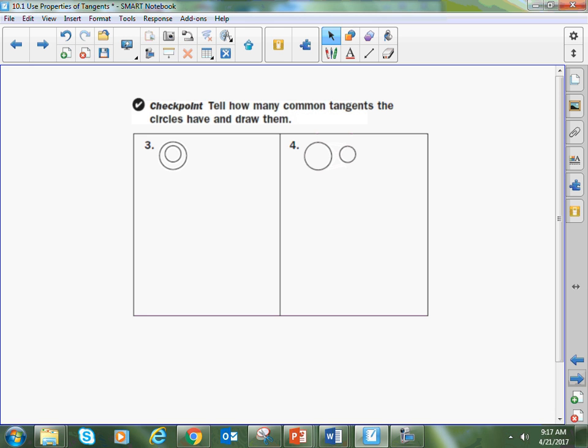All right. So number 3, somewhere I have my answer here. Oh, I must have moved it. There we go. There are no common tangents here. For this one, there will be 4 common tangents.